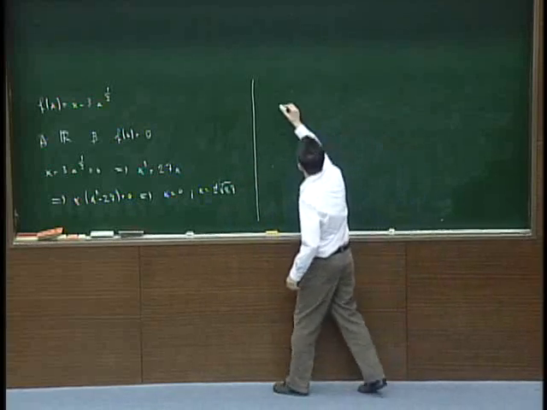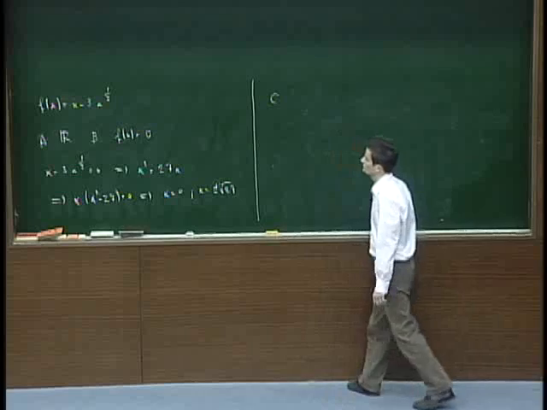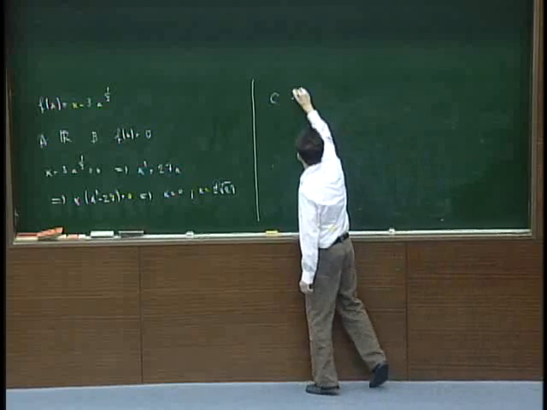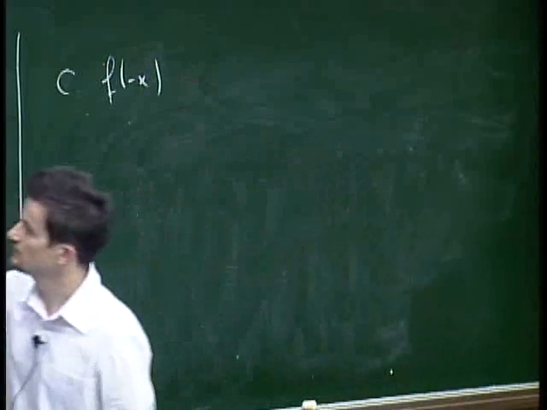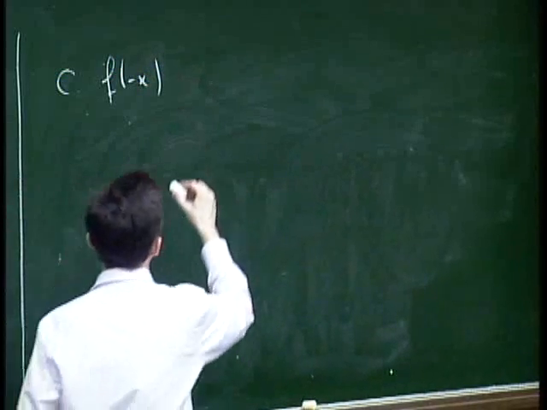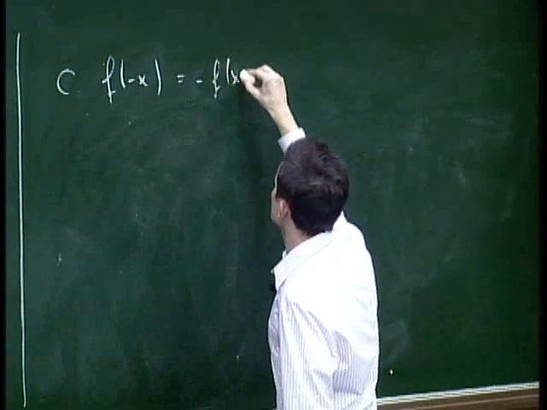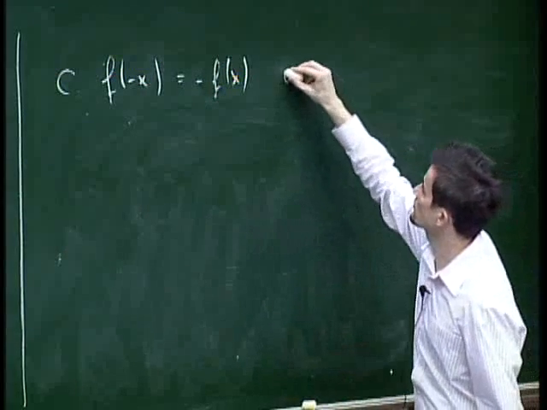Now, symmetry. How about symmetry? You see that f of minus x, if you plug in minus x, you can take out the minus, is minus f of x. So this is already helpful. So this is an odd function.